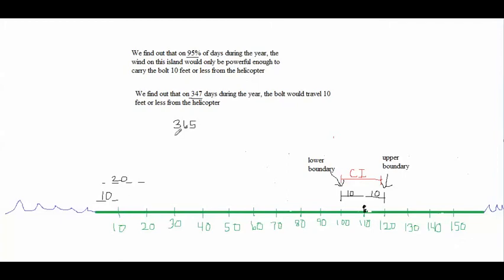365 minus 347 would be 18. If the bolt did fall on one of these 18 days on which the wind would have been powerful enough to carry the bolt more than 10 feet, then the helicopter's previous location would be somewhere outside of our confidence interval, because it would mean that the bolt traveled more than 10 feet from the helicopter, and that would mean that the distance between where we found the bolt on the ground and the helicopter's location would be longer than a 10-foot distance.